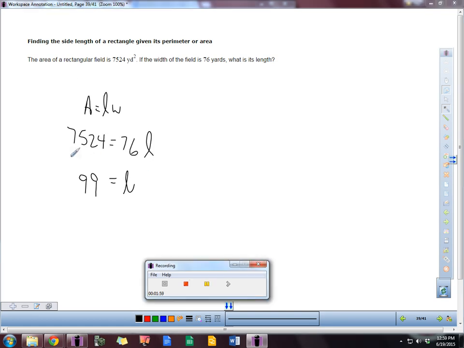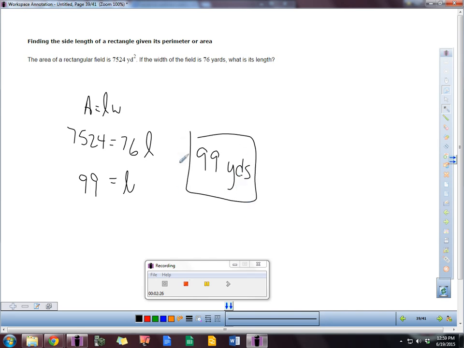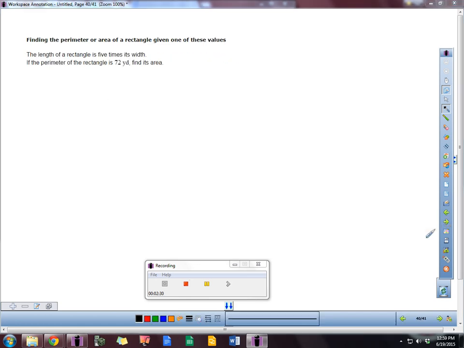Alright guys, when we're taking a look at this here, you can see that we have the area of a rectangle, A equals length times width, or base times height, whatever you want to use. I'm using length times width because that's the two labels they're using. Plug my numbers in, and in order to get L by itself, I need to divide both sides by 76. So L equals 99. So over here, our answer, 99 what? 99 yards is our final answer for that.